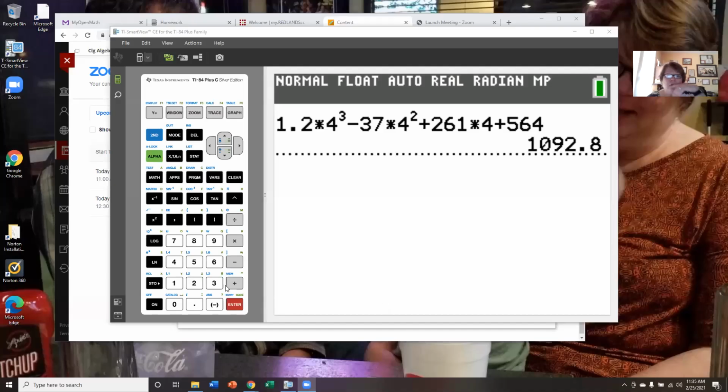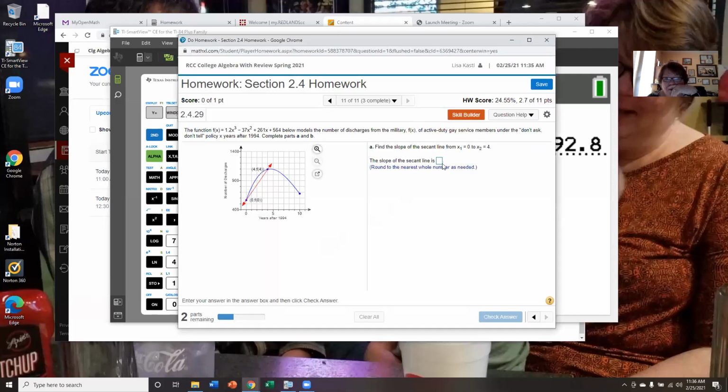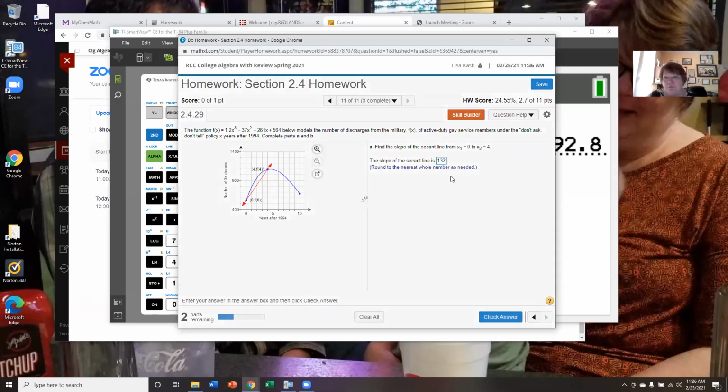How is it asking for the answer? It says the slope of the secant line is nearest whole number. So since it's asking me for the nearest whole number, it doesn't want any decimals. So it wants me to round off to the nearest ones place. So to the nearest whole number, which would be 132. Woohoo!